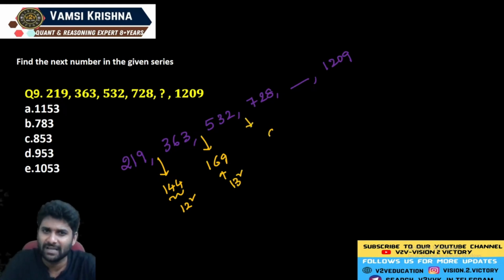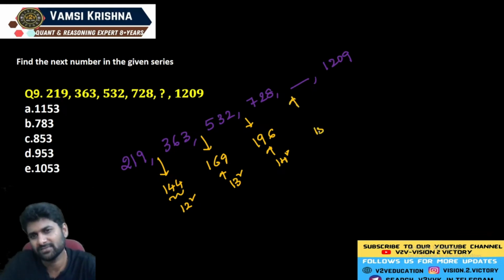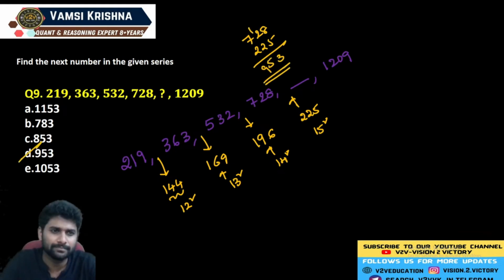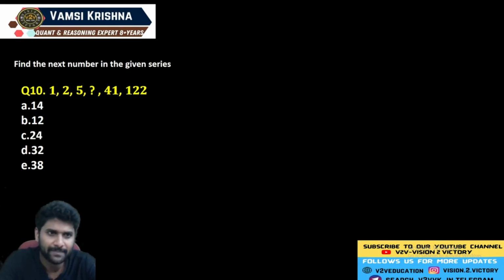Next difference, it's a 6. Again, 12 minus 3 is equal to 9, and you already taken carry forward here. 6 minus 5 is equal to 1. 196 is equal to 14 square, and 12 square, 13 square, and 14 square. Definitely next value should be a 15 square. 15 square value is 225. Add this number. 728 and 225 is your answer. It's 953.